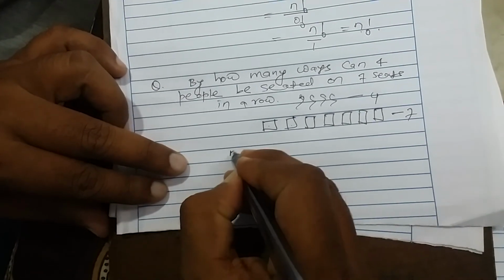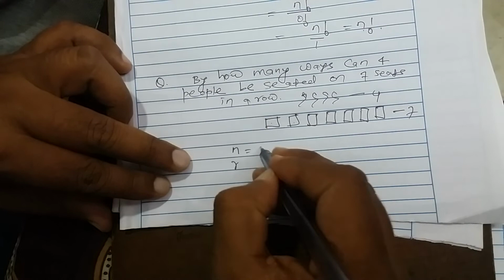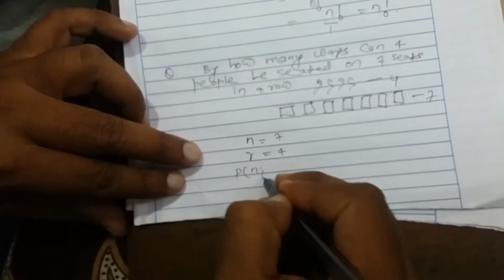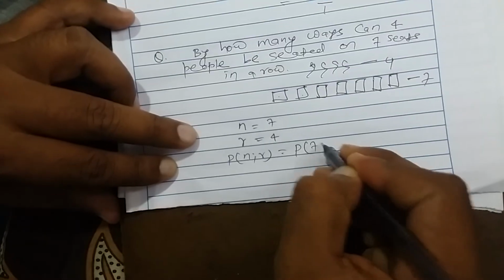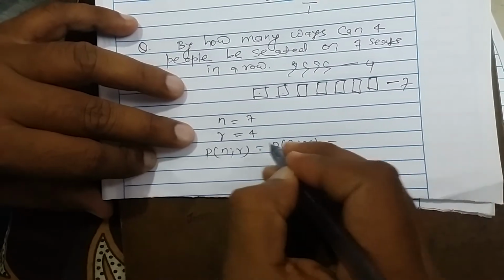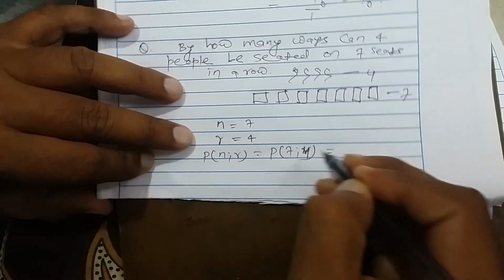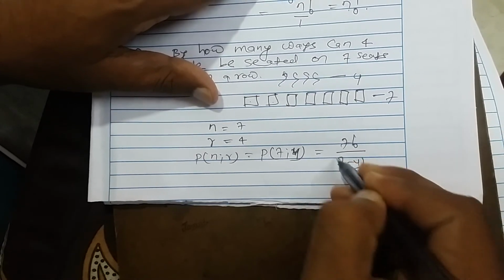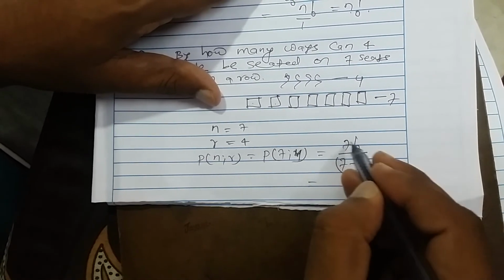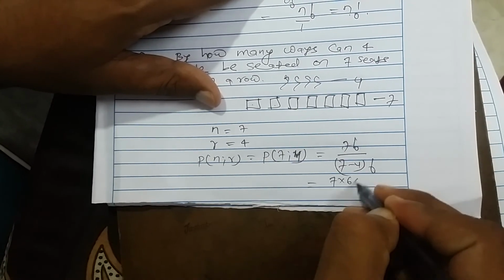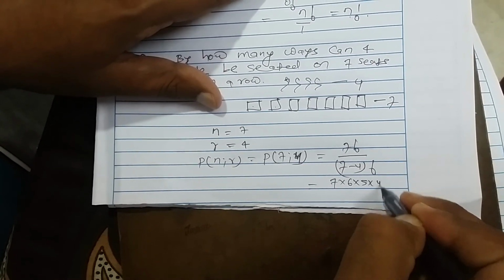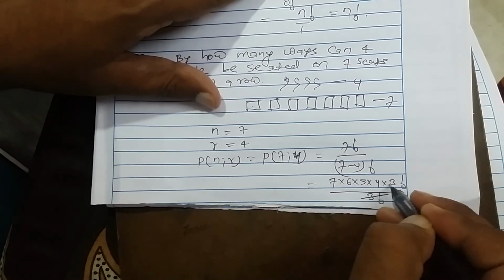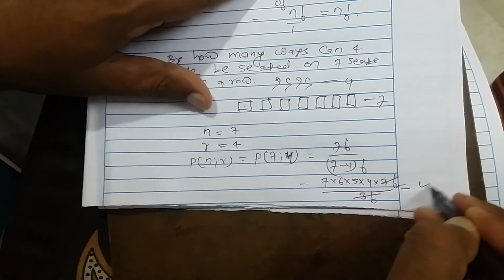So simply we have to find what is n and what is r. The greater one, 7, is n, and the smaller one, 4, is r. Now we are going to find the value of Pn comma r, which is P7 comma 4. By formula one, it is 7 factorial divided by 7 minus 4 factorial. 7 factorial can be written as 7 into 6 into 5 into 4 into 3 factorial, divided by 7 minus 4 equal to 3 factorial. 3 factorial will cancel, and you are left with the result.